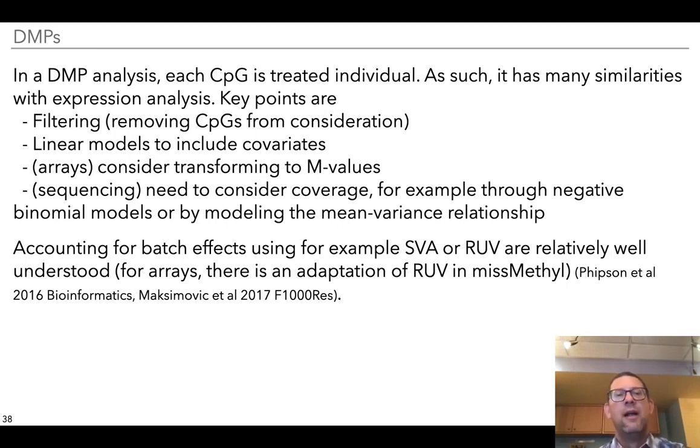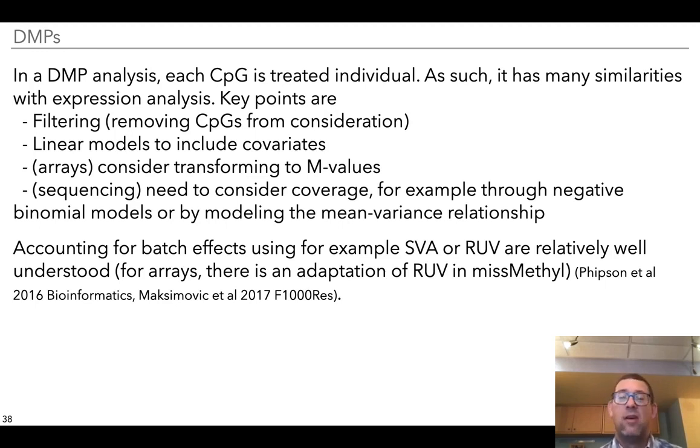We basically treat each CpG individually, and there are a large number of CpGs, and that basically means this type of analysis has many similarities to expression analysis, or for that matter, to GWAS. Key points in your analysis pipeline are thinking about filtering or removing CpGs from consideration. We typically apply various forms of linear models to include covariates.